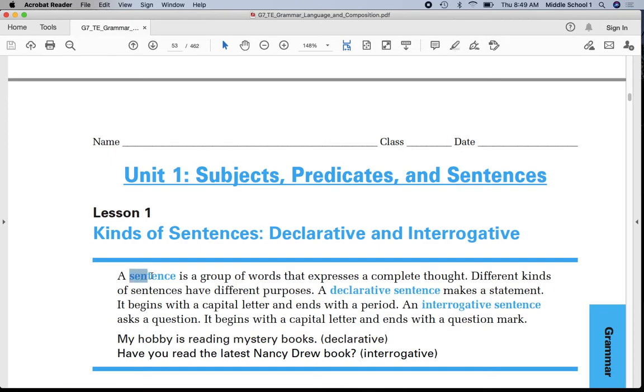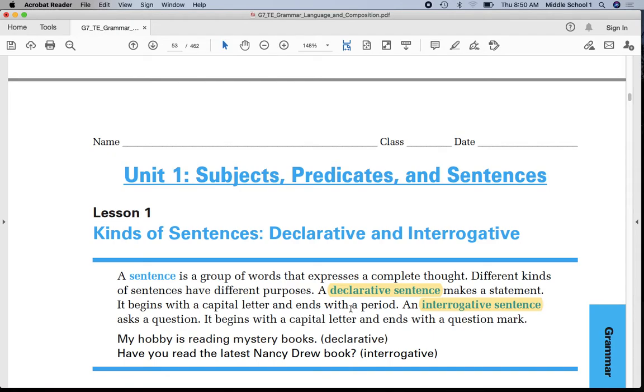A sentence is a group of words that expresses a complete thought. As we discussed this week, we're going to be remembering that our sentences are made up of subjects and predicates. But today, our focus is on looking at what are complete sentences and dividing them into two different kinds. One is called a declarative sentence. The other is called an interrogative sentence. An interrogative sentence is a fancy name for a question.